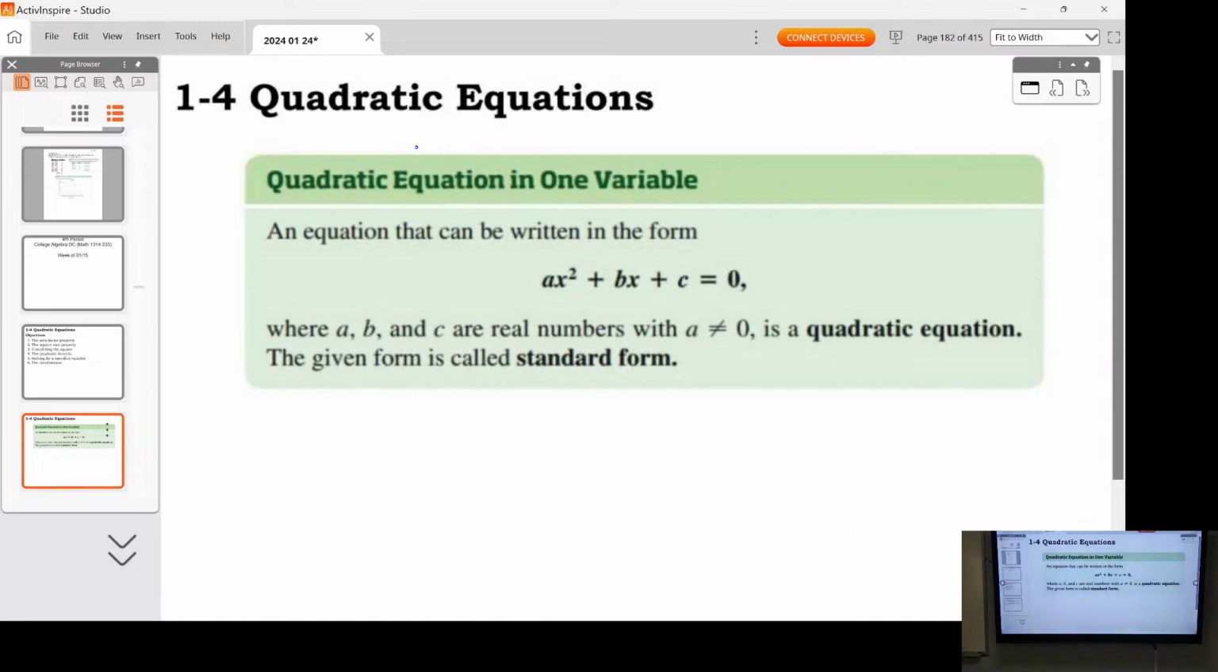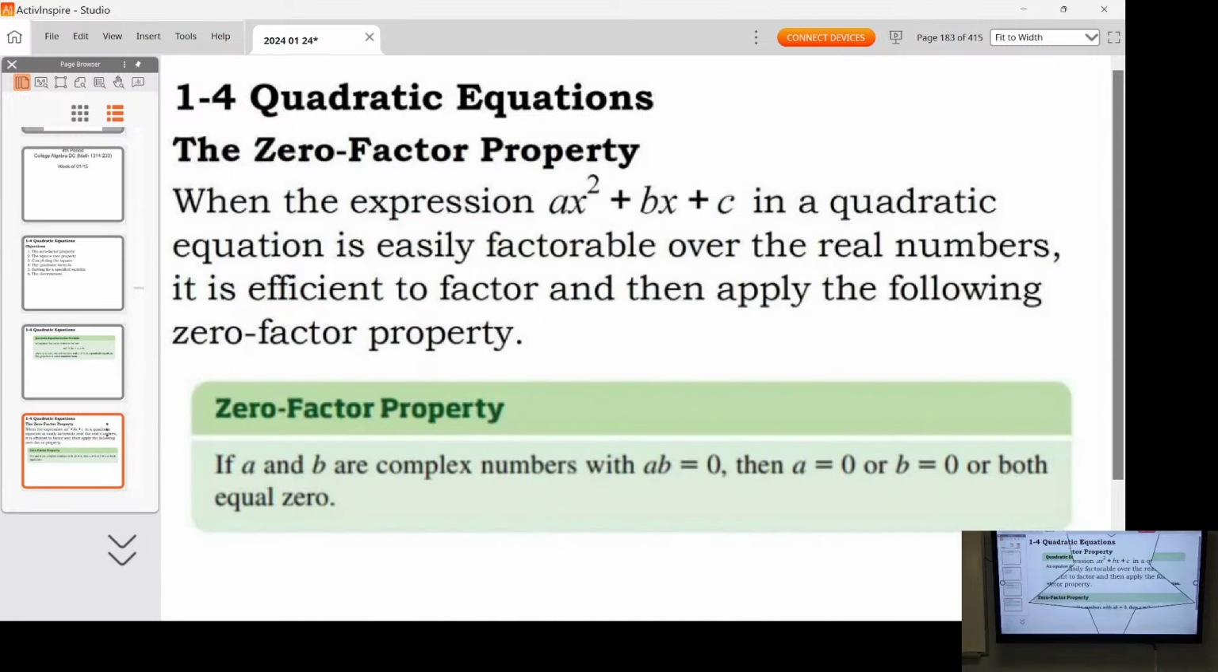Okay, remember a quadratic equation is going to take the form ax squared plus bx plus c equals 0. That's going to be a quadratic equation. It must be in that form before we factor it. Once it's in that form, we can factor it and set those factors to 0. If it is easily factorable, that means we're going to take a quadratic and write it as two separate factors.